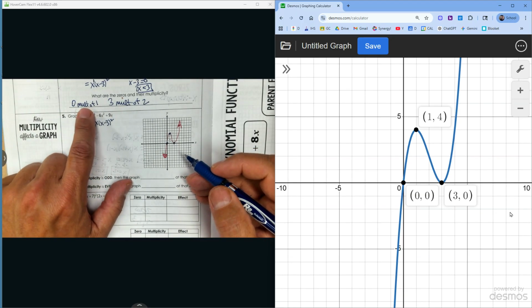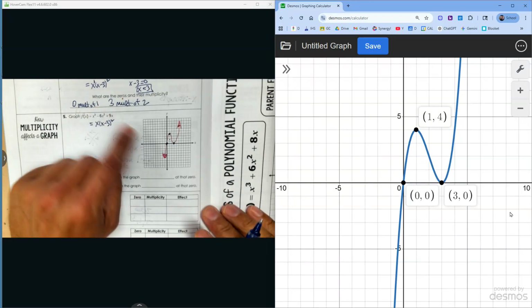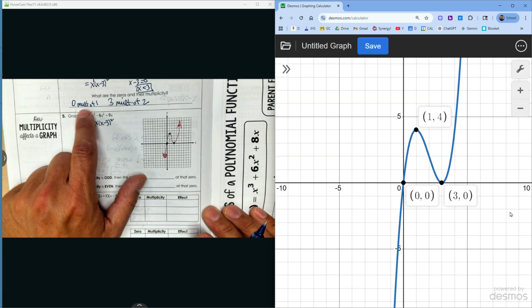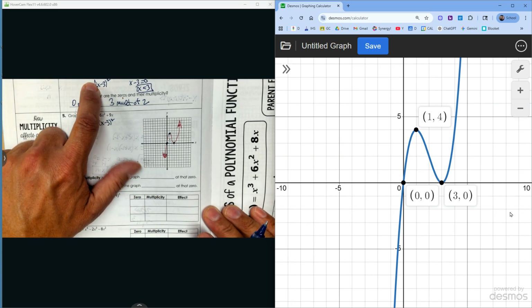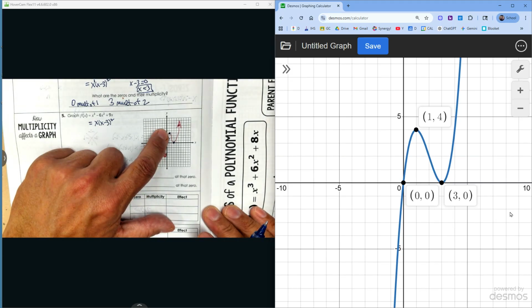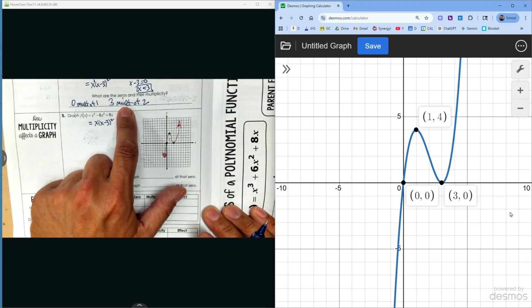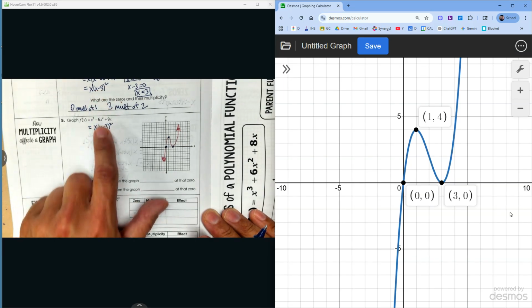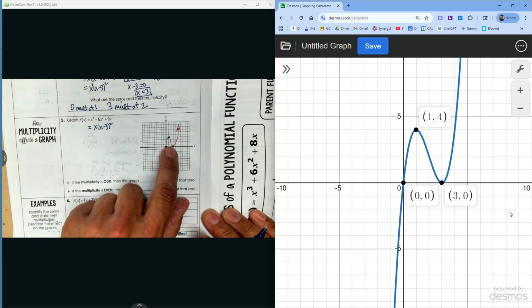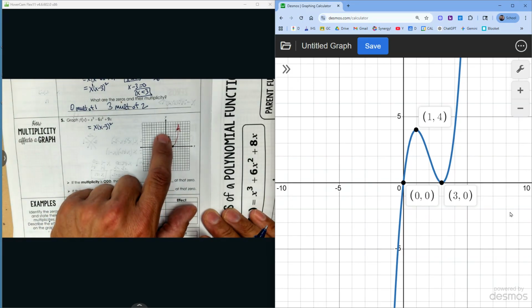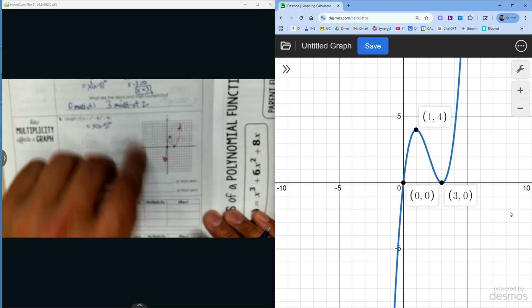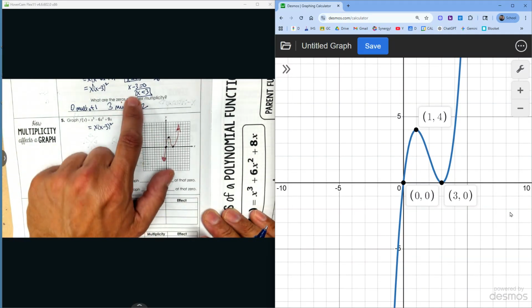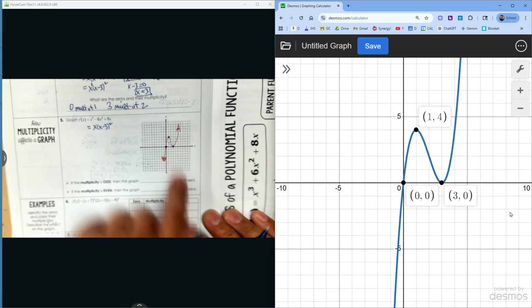I want you to notice if the multiplicity is an odd number, it crosses over. So what did I say again? If the exponent on the factor is an odd number, what happens? It crosses over. If the multiplicity of a zero, or that factor, is an even number, like here where the zero is 3, at 3 it did not cross over. Instead, it bounced. Those are the two words we're going to use. If it has an odd exponent, it crosses. An even exponent, it's going to bounce and not cross over.